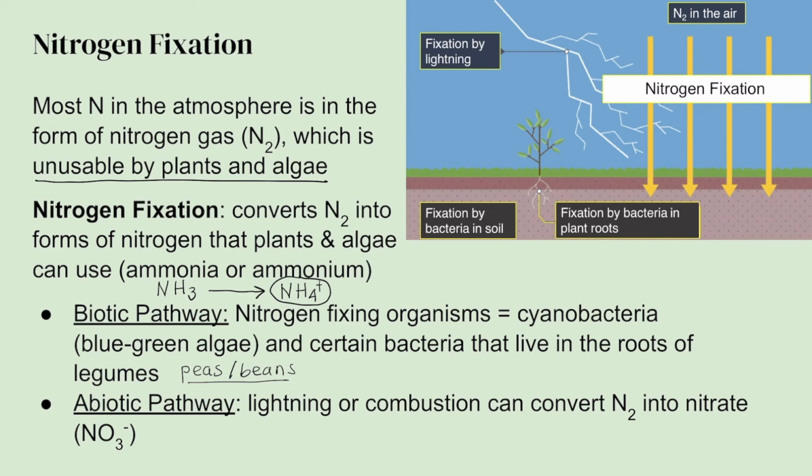Another way that nitrogen can be fixed is through lightning or combustion. That can directly convert nitrogen gas into nitrate, which is also usable by plants. So these ammonium and nitrate are both forms of nitrogen that can be used by plants.